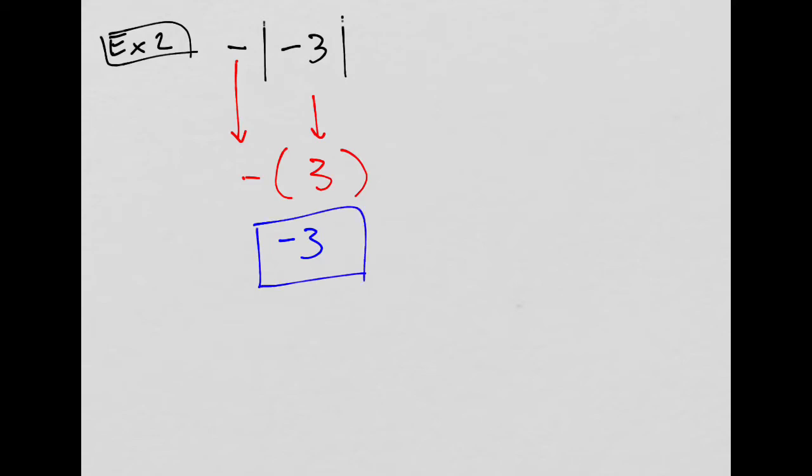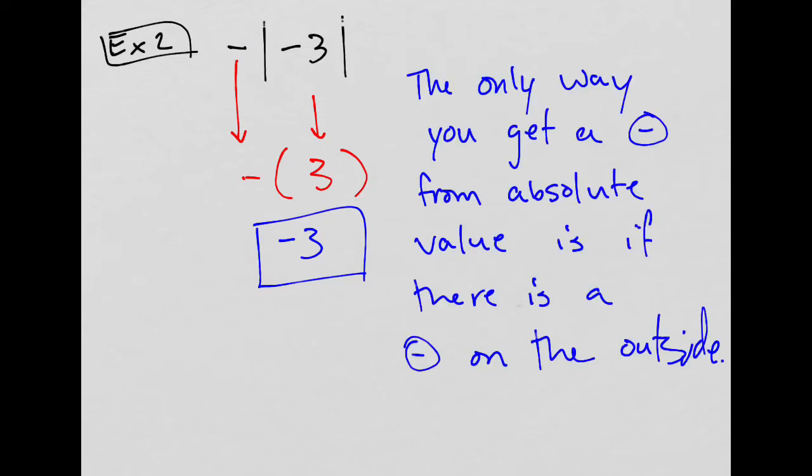So the only way an absolute value will give a negative is if there's a negative on the outside of it, in front. The only way you get a negative from absolute value is if there is a negative on the outside, and that was that part right there, the negative on the outside.